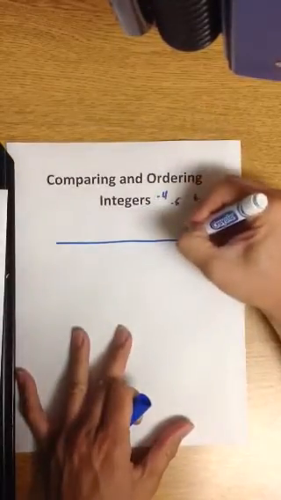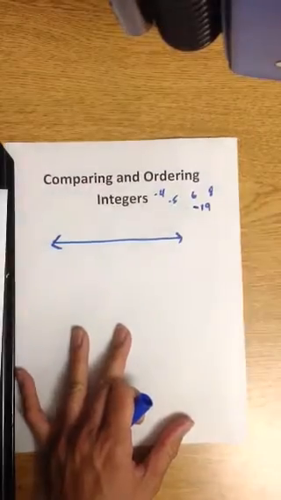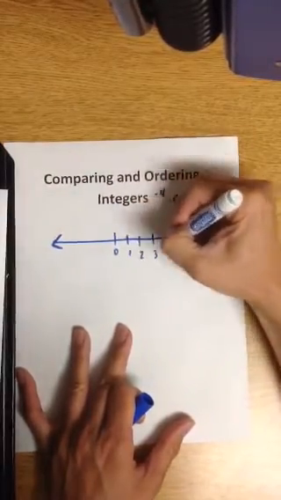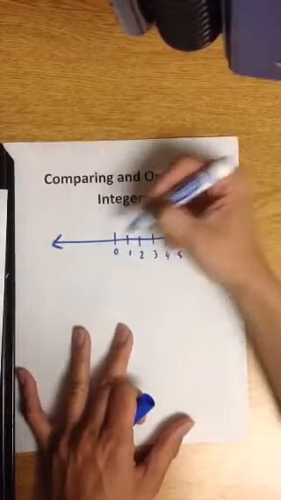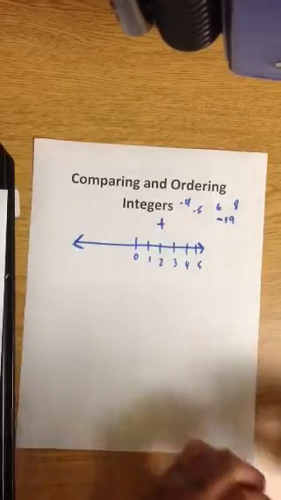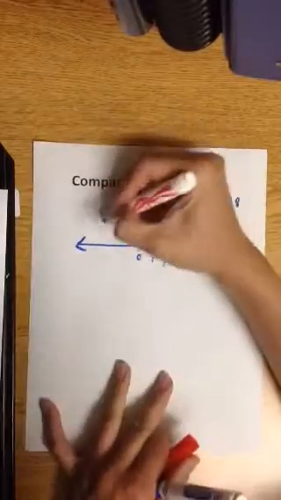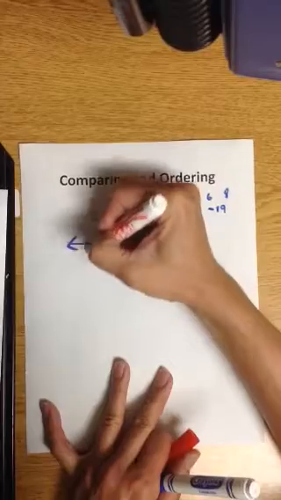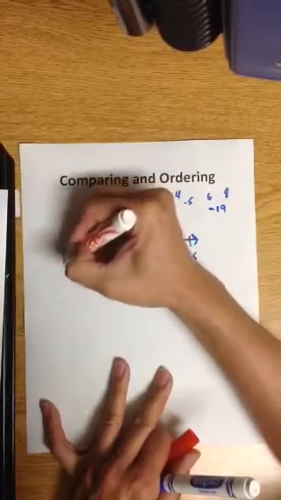A number line is a line that goes on forever and ever. 0 is the center. Then you have the positive side, and we'll just do 1 through 5. Then you have the negative side. That's -1, -2, -3, -4, -5.